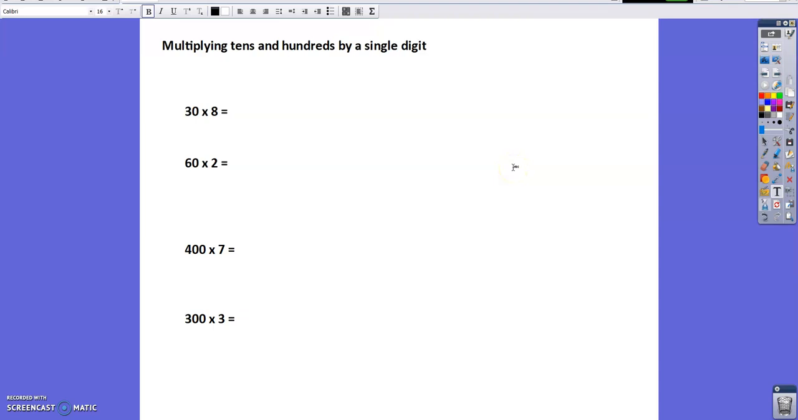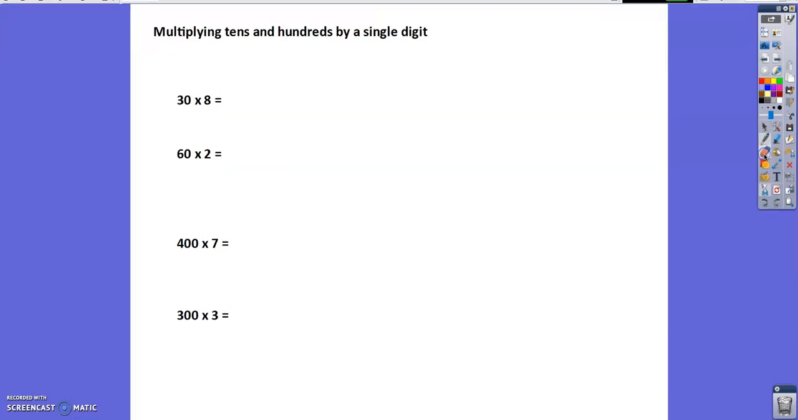So here we're going to just revise over how to multiply tens and hundreds by single digits. So we'll start with 30 times 8. In order to do this mentally, we need to apply our times table knowledge. If we know our times tables up to 12 times 12, which is the expectation by the end of year 4, then this is really straightforward for us. So there's two ways we can look at this.